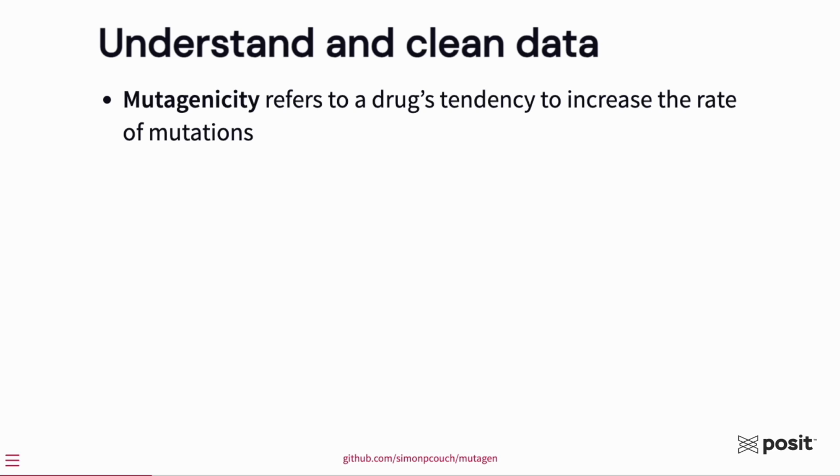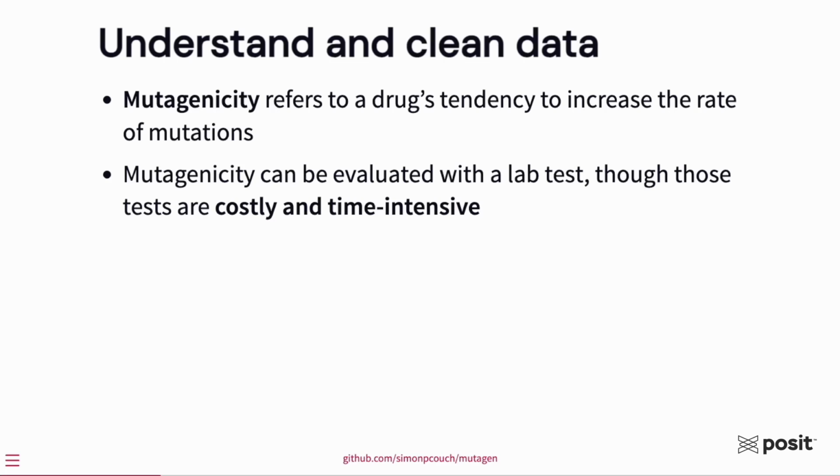In pharmaceuticals, mutagenicity refers to a drug's tendency to increase the rate of mutations due to damage caused to DNA. Mutagenicity is a key indicator that a drug may be a carcinogen or cancer-causing. Mutagenicity can be evaluated with a lab test. So a person can test whether a drug is a mutagen using a standard wet lab procedure, but those tests are costly and those tests are time-intensive.